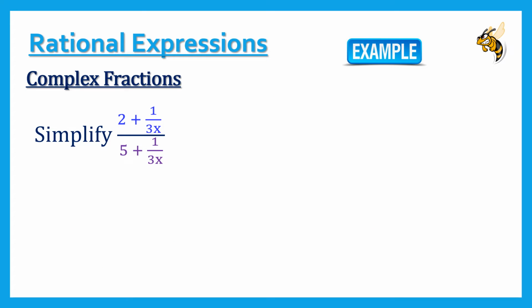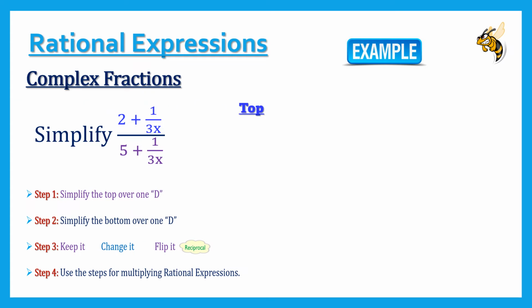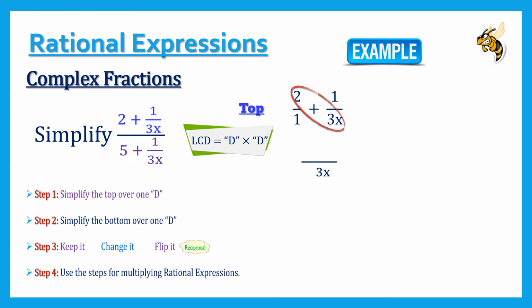Example. Simplify 2 plus 1 over 3x all over 5 plus 1 over 3x. We need to make sure that that 2 in the top is written as a fraction. Now it's going to be 2 over 1 plus 1 over 3x. Even though you can factor 3 times x, 3 is a prime number, so therefore it doesn't help us in this situation. So my LCD is just going to be the d times the d. So 1 times 3x is going to be 3x. We're going to set up something like a cross multiplication.